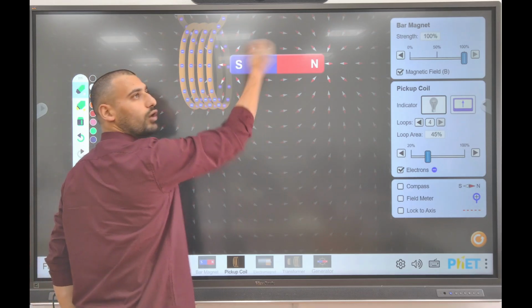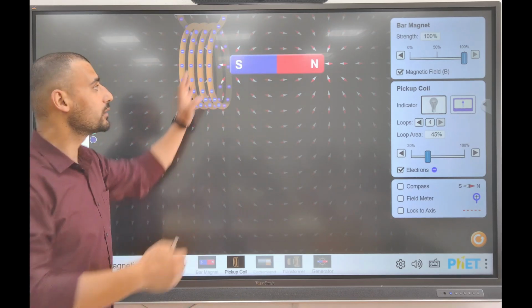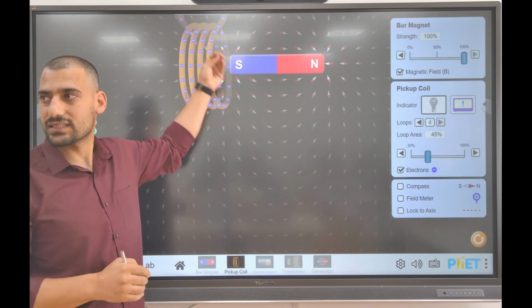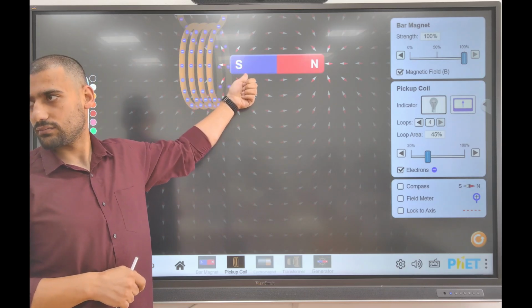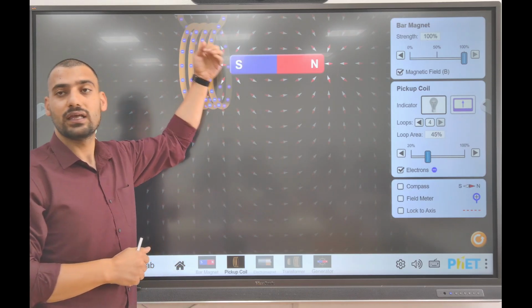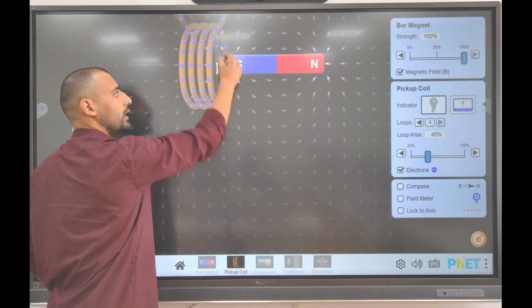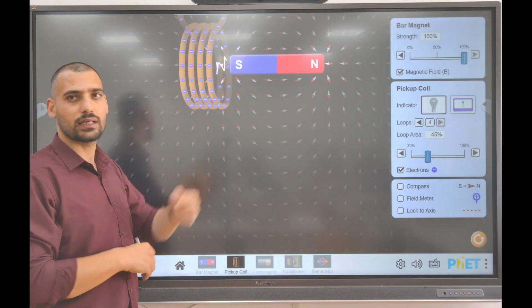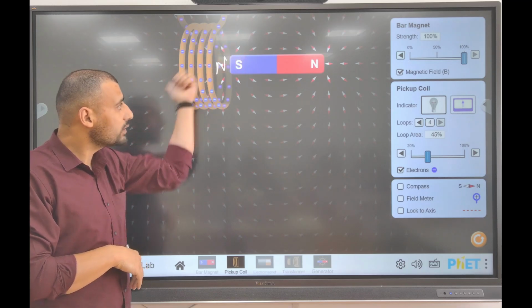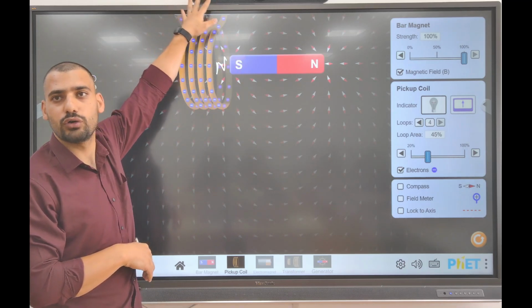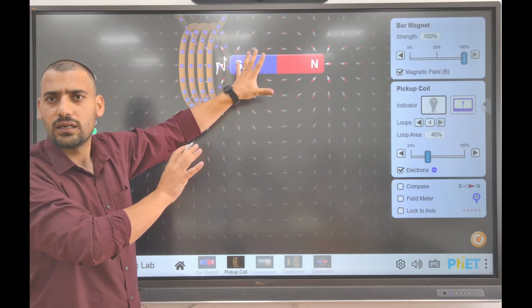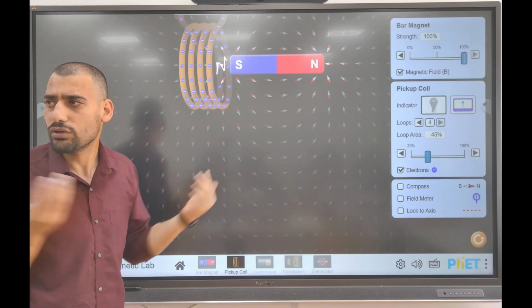When the south will go away, the coil doesn't like it going away. It will try to generate a pole such that it opposes the cause. It will try to attract it, and due to which it will develop north pole here, because north and south will attract. Is that fine? So in both the cases, the bulb is glowing when it is in motion. But once you keep it at rest, is there any change when it is at rest? No, there is no change.